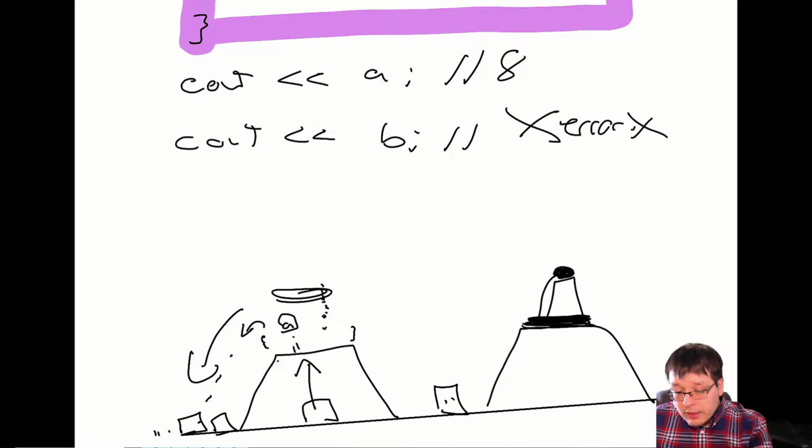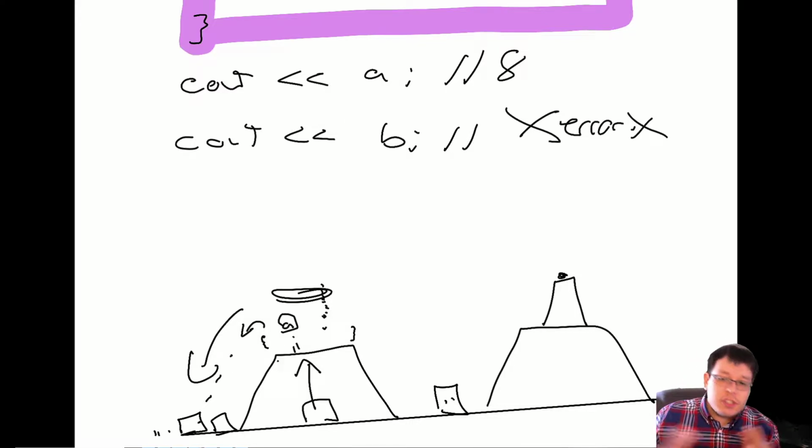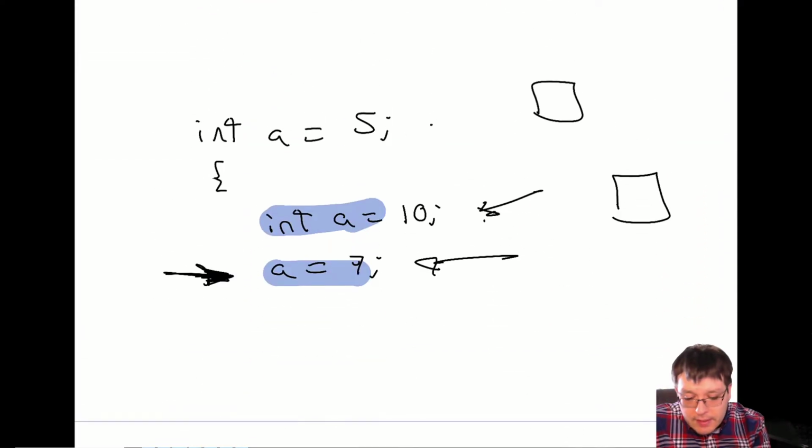Okay? Furthermore, if there's A's on each level, the moment it finds the first A, that's the one it is going to modify, and then it's going to stop. So it's not like it's going to try to change all of them. Only the first one that it finds. So this right here is only going to be modifying that local A and not the other one.